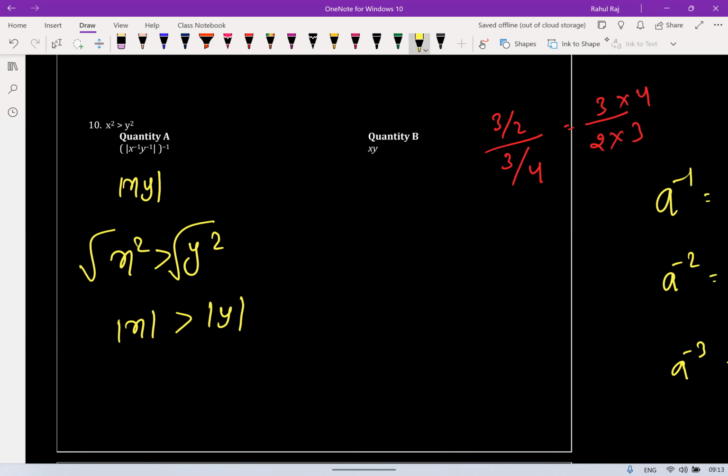Because here again you'll have to do square and see y square and all. Here it's mod x greater than mod y. Can I say if x is 5? For me, squaring is easier than this mod thing because that's a more familiar concept, but fine.